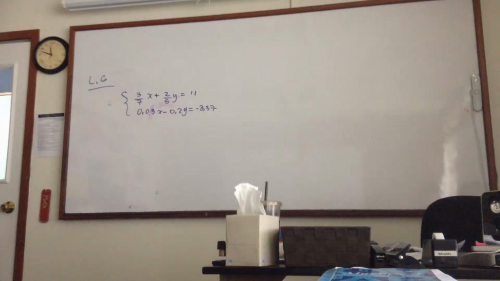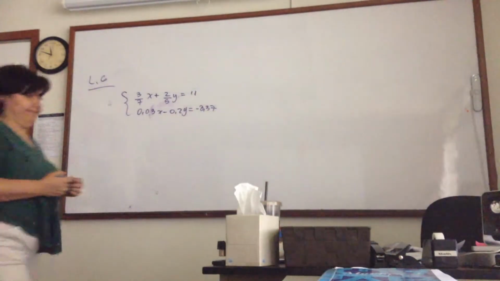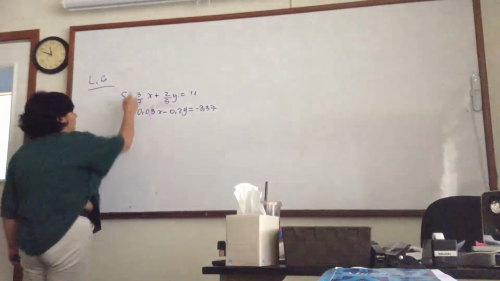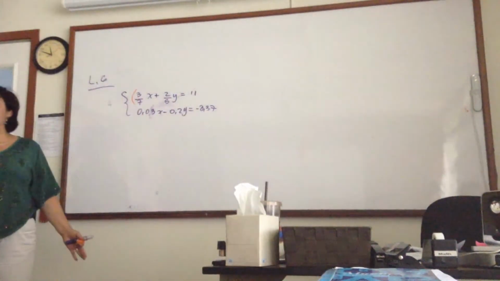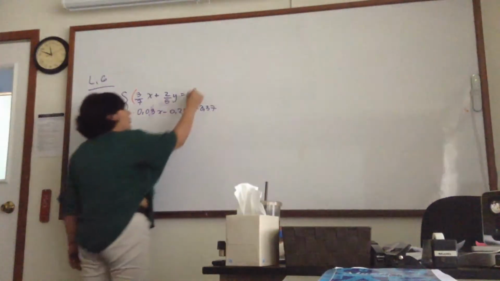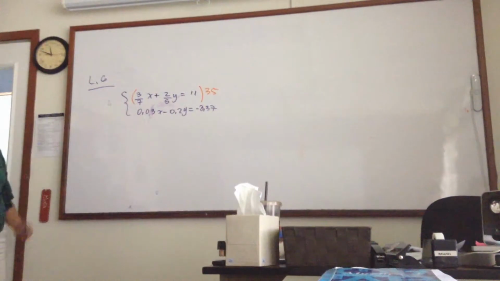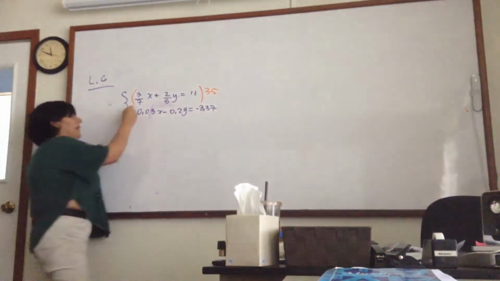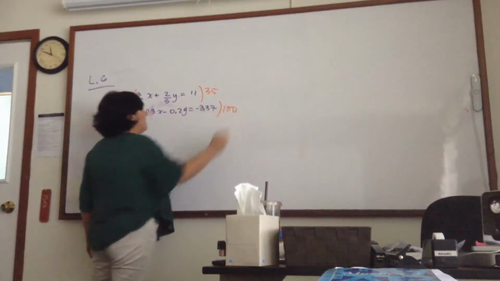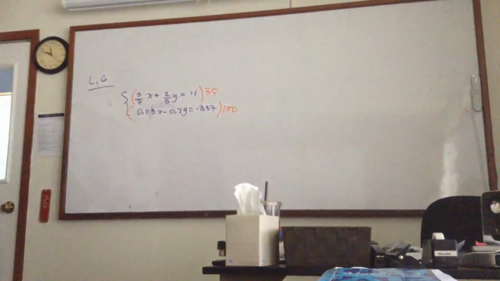Multiply the first one by 35 and then the second one by 100. Get rid of what bothers you and what scares you. Kill the monster. Turn them into decimals. That way you get rid of that fraction. Kill the monster here by multiplying times 100. Why? Just to take your panic away.